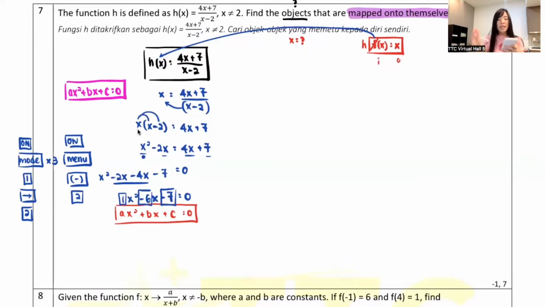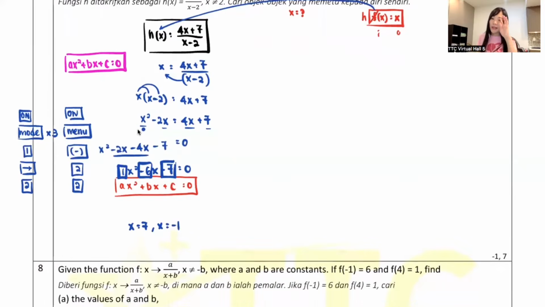Polynomial, and now how many degrees do you have? You have 2, so you press 2 also. Then you are inside, and now you can key in the ABC. So my question: A is 1, B is negative 6, C is negative 7. From my calculator, is your first answer 7? Second answer, I guess, is negative 1. My dear, these are the 2 answers I'm getting.